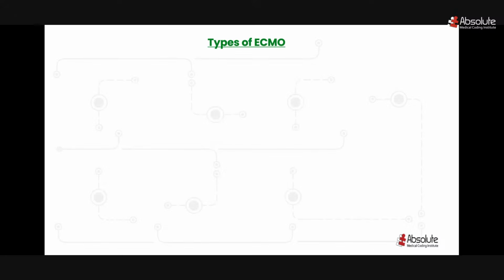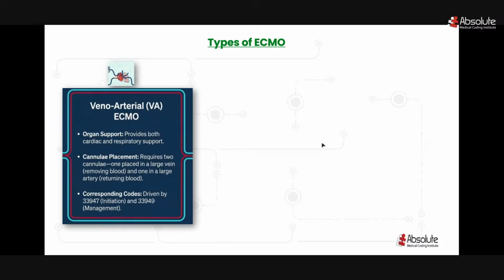Okay, so now that we understand how ECMO works, let us look into two main types of ECMO. Type 1 is veno-arterial ECMO, or VA ECMO. Now think about a patient whose heart is too weak to pump blood effectively. In this situation, supporting the lung alone isn't enough, so we need to help the heart as well. That's where VA ECMO comes in.